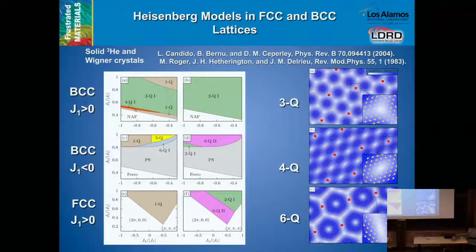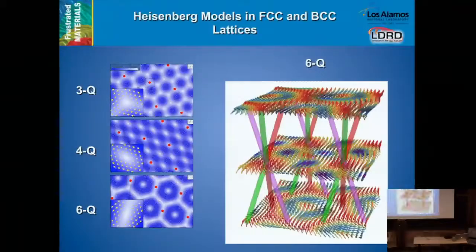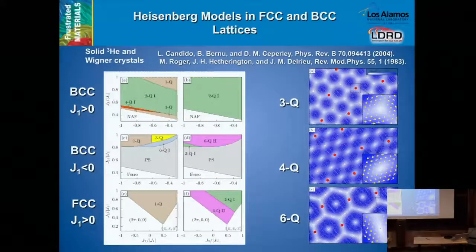Finally, as I said before, this is not restrictive to the particular system that I described. You can have many other situations like FCC or BCC crystals that are frustrated, where you will end up with multiple minima in the single boson dispersion. Again, you can play the same game and get different kinds of 3Q, 4Q, 6Q states that correspond to vortex crystals. The difference here is that these crystals have cubic symmetry. So the 6 Qs are 2 along X, 2 along Y, and 2 along Z. They are connected by the cubic symmetry, not by a 6-fold symmetry.